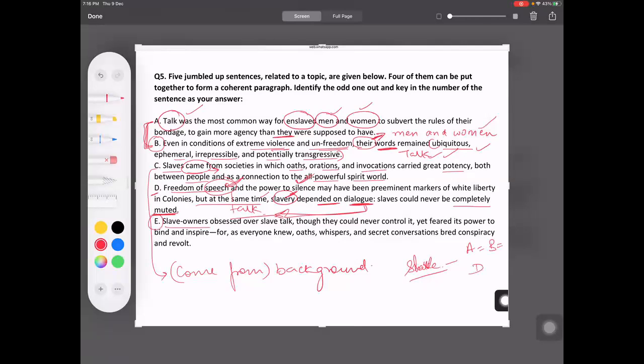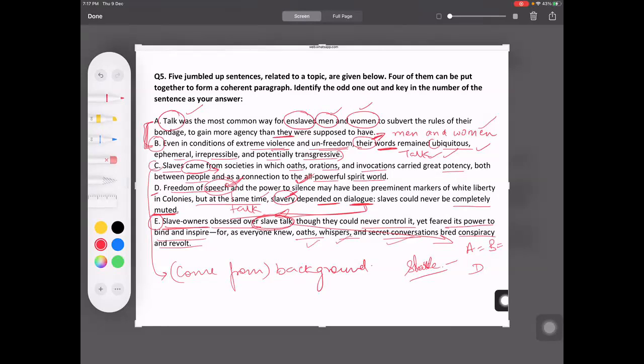They're talking about the slave owners obsessed over slave talk. Now you can see they all are connected. Though they could never control it, yet feared its power to bind and inspire. And as everyone knew, oaths, whispers, secret conversations bred conspiracy and revolt. So they are saying that slave talk is something which they can't control. They fear its power. No doubt, whatever oaths, whispers, secret conversations they have, they still talk and they can't control it.